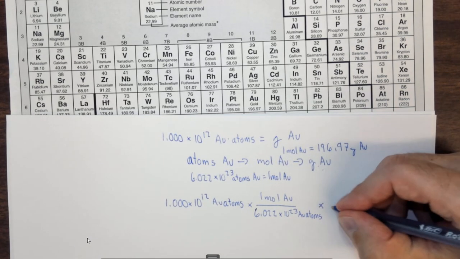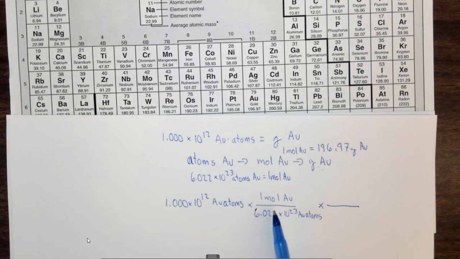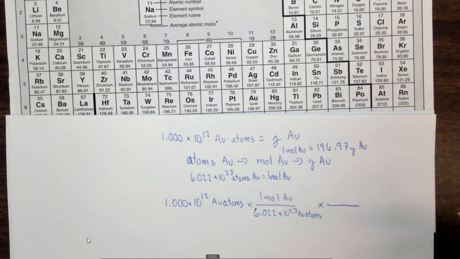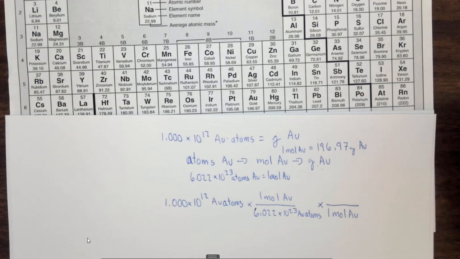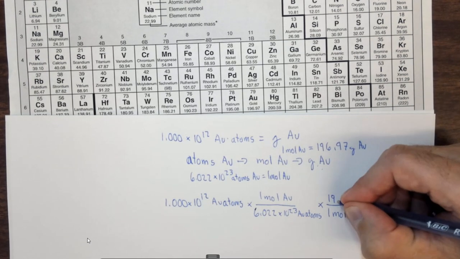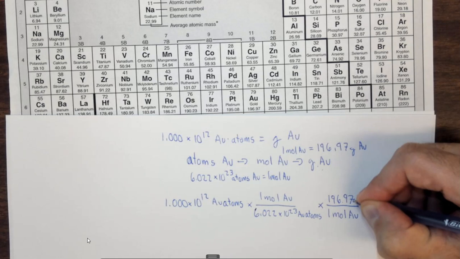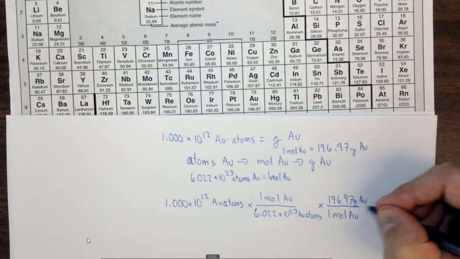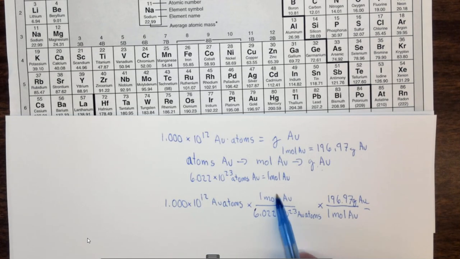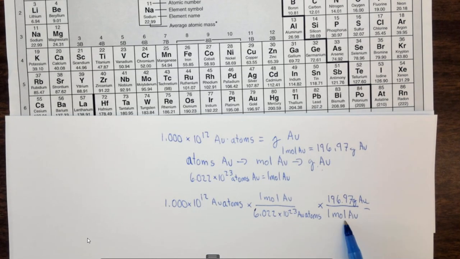For the second conversion, we have moles of gold, and we want moles of gold to cancel out. So we put 1 mole of gold at the bottom and 196.97 grams of gold, the unit we're ultimately looking for, on the top. To do the math, multiply by the top, divide by the bottom, multiply by the top, divide by the bottom.